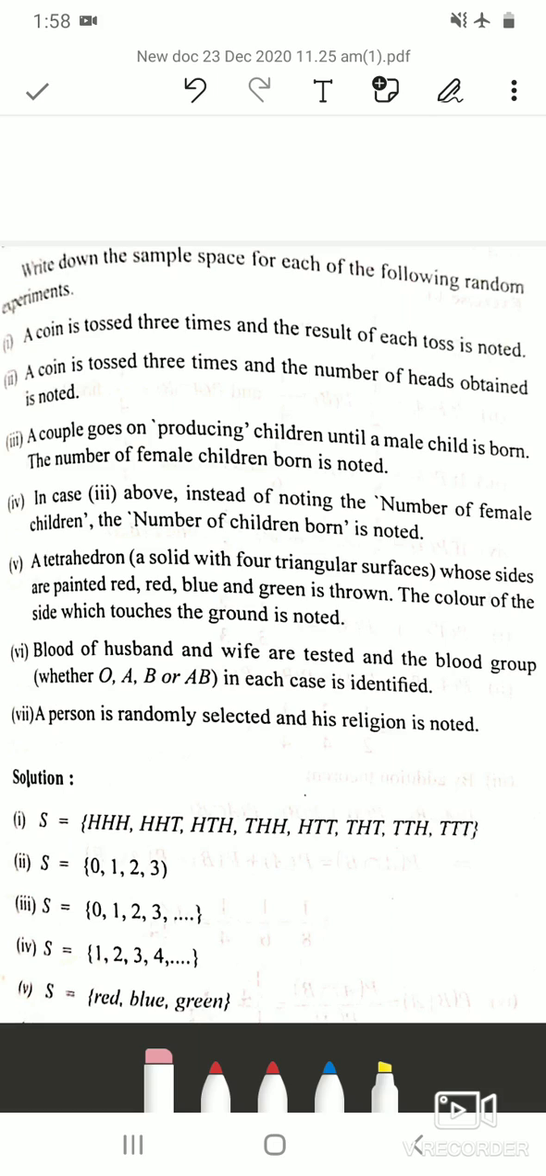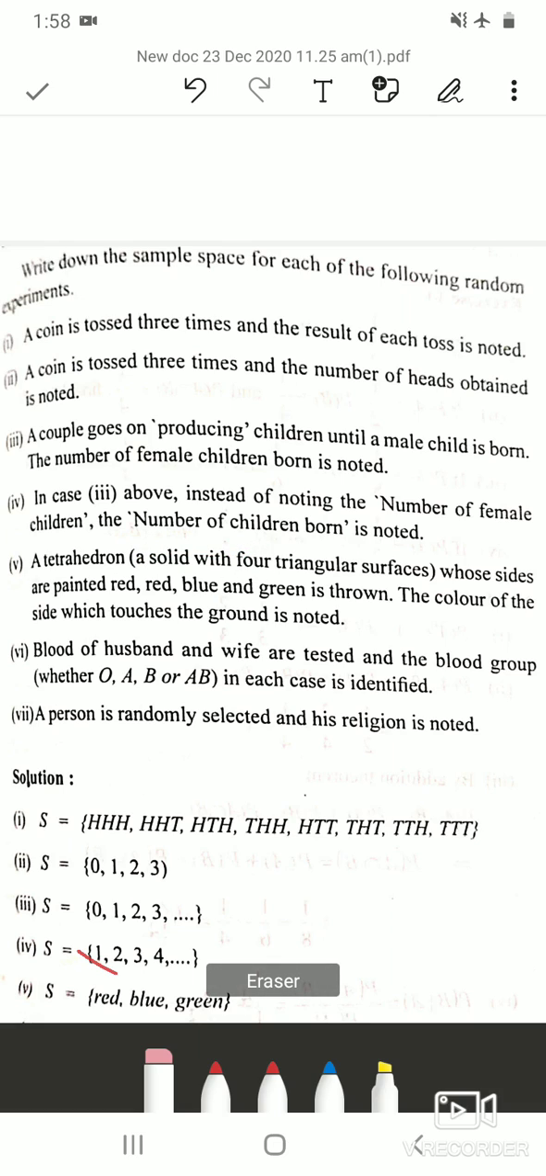In case 3 above, instead of noting the number of female children, the number of children born is noted. So here they have asked us to find the number of children born. The sample space excludes 0 because in the earlier case they were considering only the number of female children born, so there could be a possibility that a female child is not born. In this case, they have given the number of children born, so obviously there is either a birth of male or female. Therefore the sample space starts from 1, 2, 3 and so on.